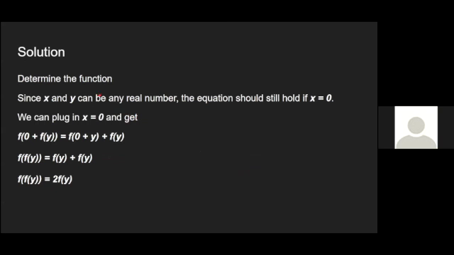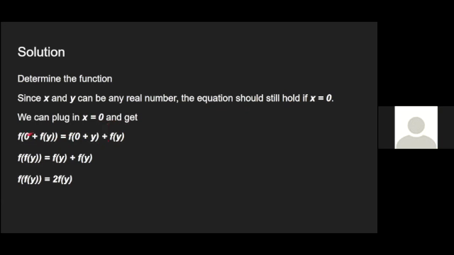So the solution is, first, we can assume that x and y hold if they're any number, since they can be any number. So we can assume that it will still hold if x is 0. So we can set x to 0. Then we plug x equals 0 into our equation and get f of 0 plus f of y equals f of 0 plus y plus f of y.